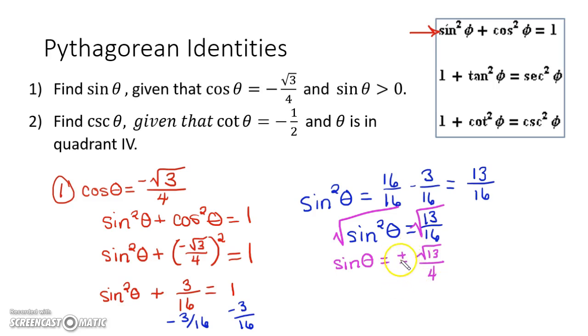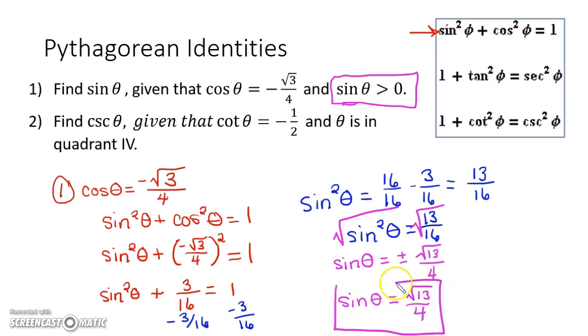Now, a moment ago I just said plus or negative. Which one is it? Well, it said sine of theta is greater than 0. Remember that part I said to ignore for right now? It's coming back. So sine of theta is greater than 0. That means sine of theta is going to be square root of 13 over 4. Sweet! We just used our Pythagorean identity to find our missing sine value. So that's exactly how you would use it to find an opposite one.